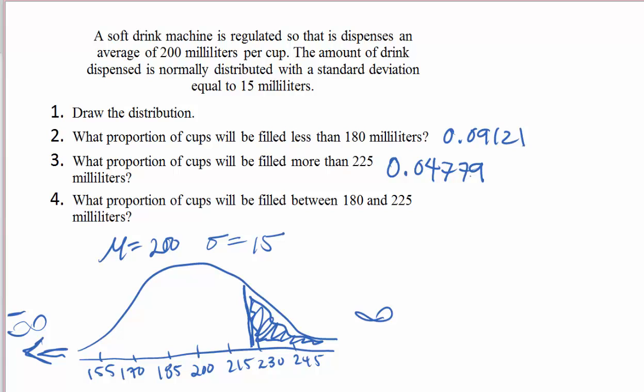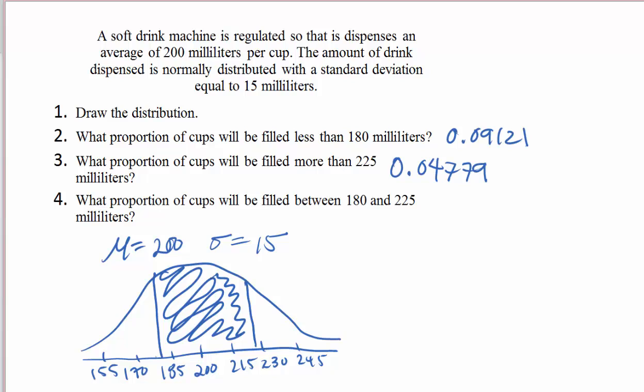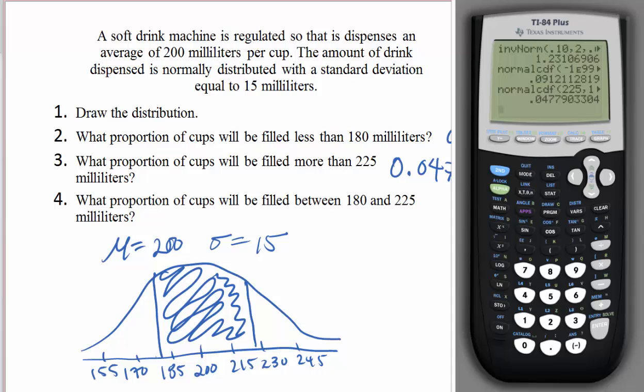All right, so for the last problem, we want to know what proportion of cups will be filled between 180 and 225. So to find that, let's first go ahead and shade in our region. So that's going to be 180 to 225. And I would maybe guess that value is going to come in around something like 70 or 80%. I actually am not sure, but just looking at that proportion, that seems to make sense.